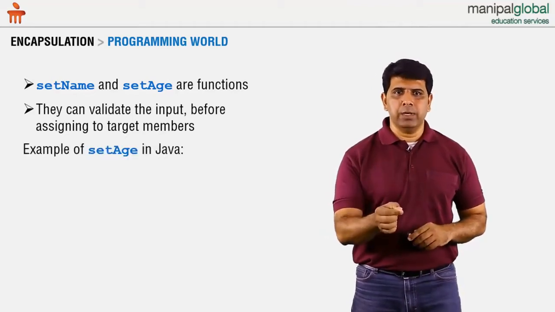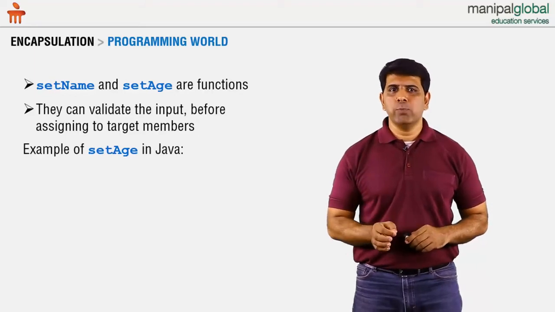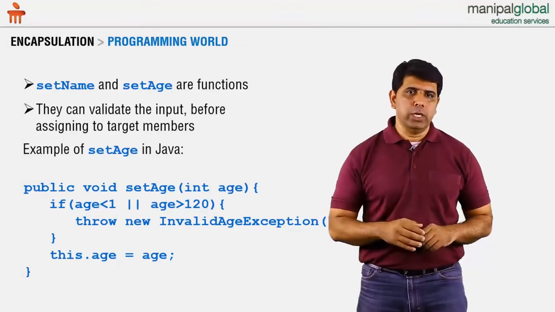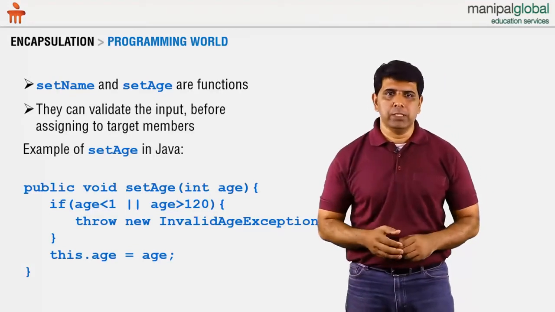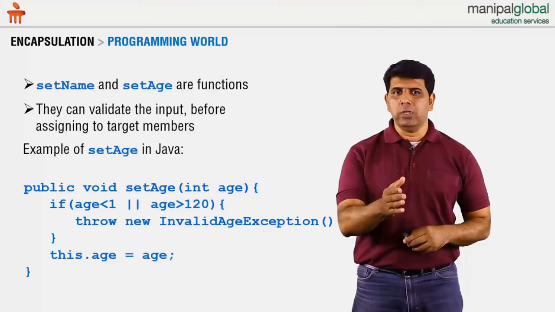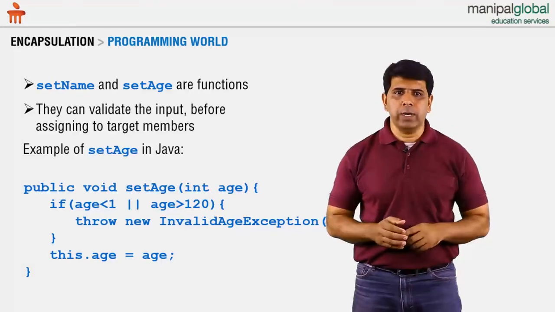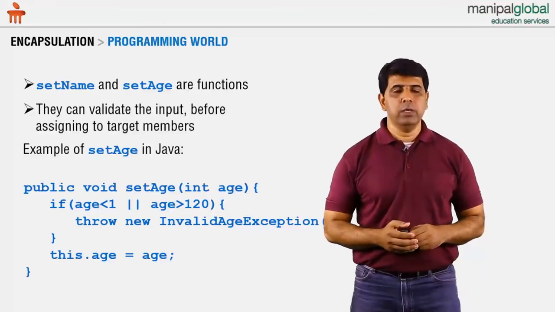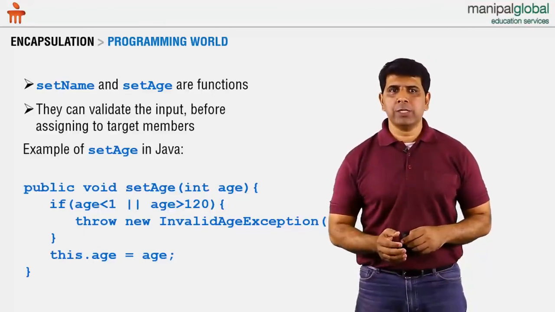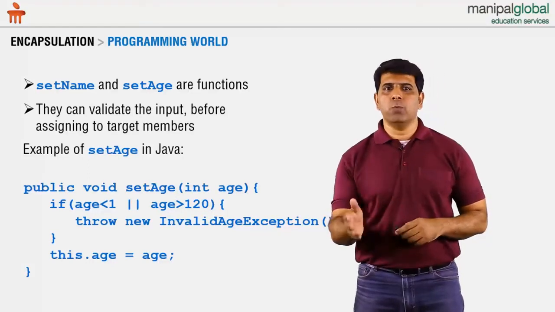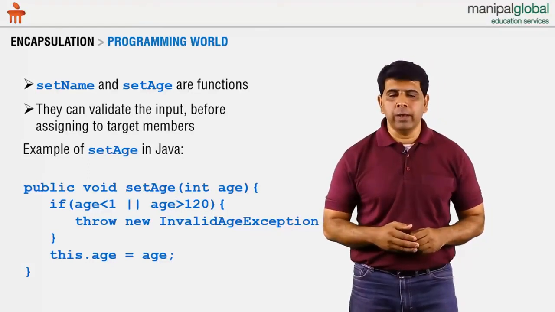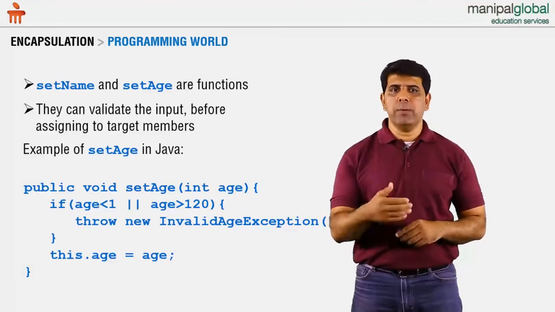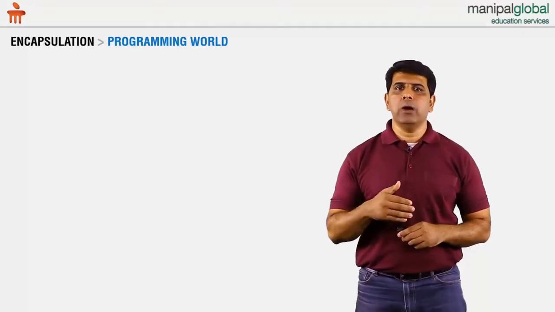As an example, in Java, the setAge method may look like this, where you supply the age, it is received as an int age parameter, and then we check: is the age less than 1 or is it greater than 120? Then we create a problem. We say, hey, there is an invalid age exception. But if the condition was not matched, that means age is within the range of 1 to 120, which is okay for a human. Now that age we take and assign to this.age, which is the member. So this way we have protected it.